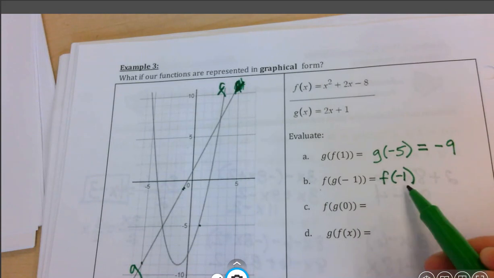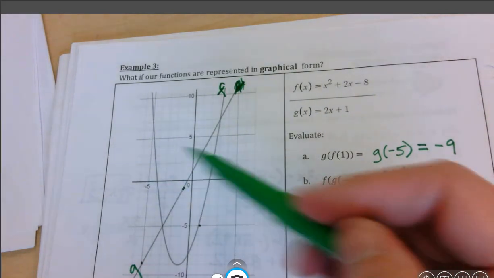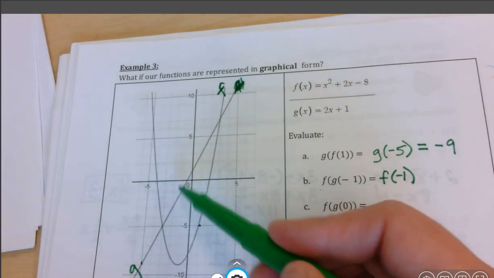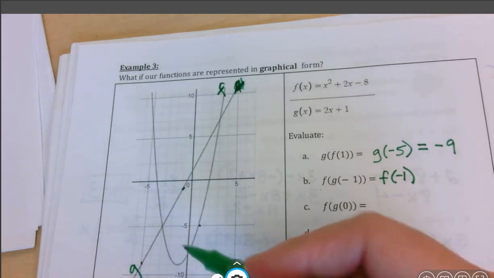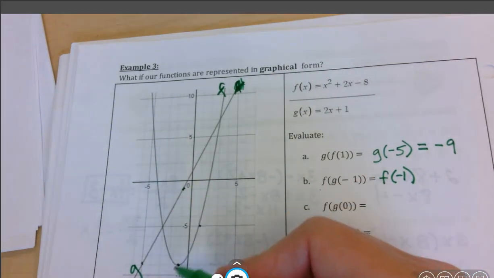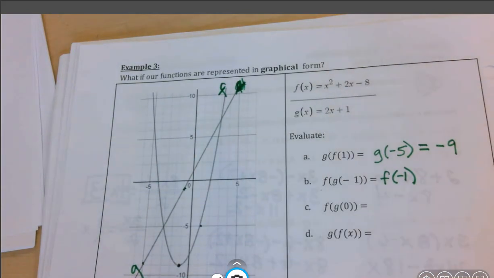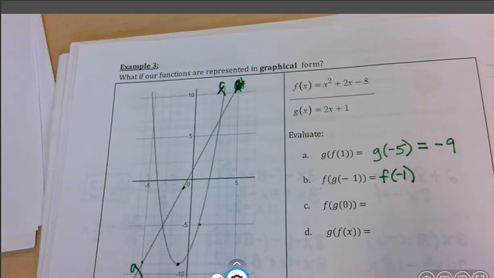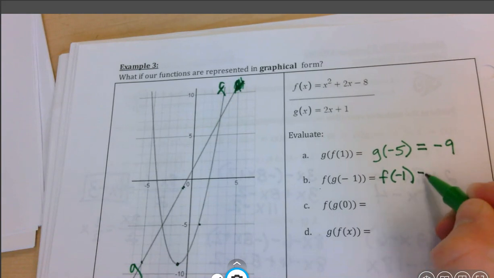And so then I put that answer into f. So here's f, -1, and I'm going to go down here. Looks like it's right at the vertex. So what value do I get out of function f? -9. That's interesting.